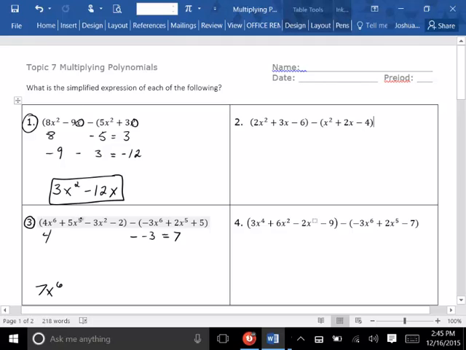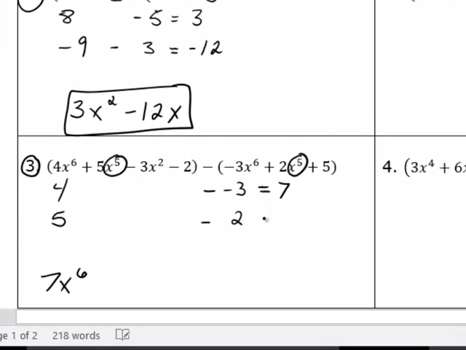Now, we also have an x to the 5th power here and here, meaning we're going to add those two numbers together. So we have a 5 minus 2. 5 minus 2 is 3. That was easy. So 5 minus 2 is 3, so we're going to have plus 3x to the 5th power, because that's the like term that we had used.